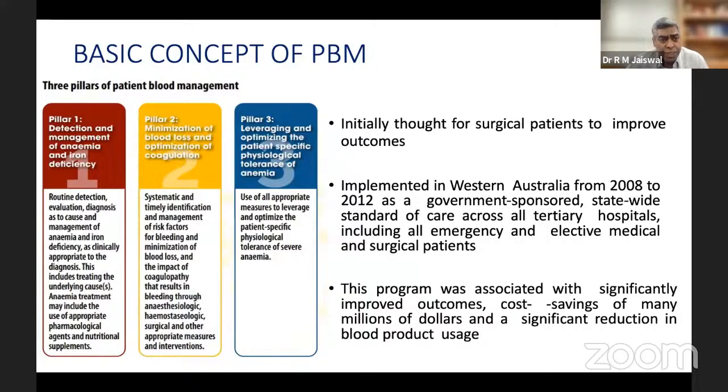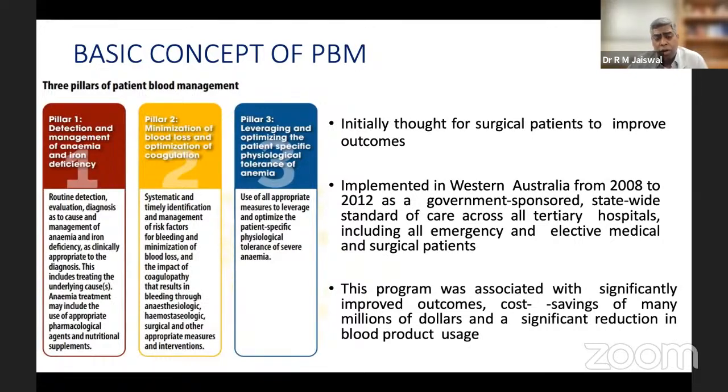As I earlier mentioned, there are 3 important pillars of patient blood management. The first and most important pillar is the detection and management of anemia and correction of mainly iron deficiency. The second pillar is the minimization of blood loss and optimization of coagulation. And the third pillar is leveraging and optimizing the patient-specific physiological tolerance of anemia. And we need to use all 3 pillars very judiciously.